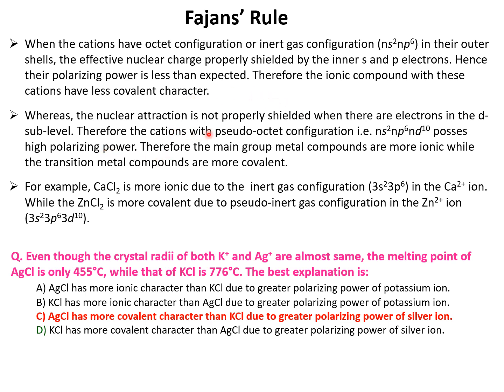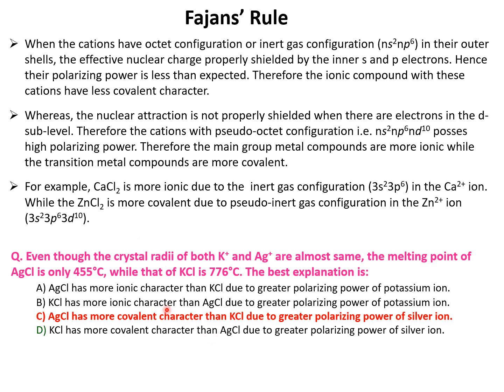Whereas, nuclear attraction is not properly shielded when there are electrons in the d sublevel. Therefore, cations with pseudo-octet configuration, that is ns2 np6 nd10, possess high polarizing power. Therefore, main group metal compounds are more ionic, whereas transition metal compounds are more covalent. For example, calcium chloride is more ionic due to the inert gas configuration, 3s2 3p6, in the Ca2+ ion, whereas zinc chloride is more covalent due to the pseudo inert gas configuration in the Zn2+ ion, that is 3s2 3p6 3d10.